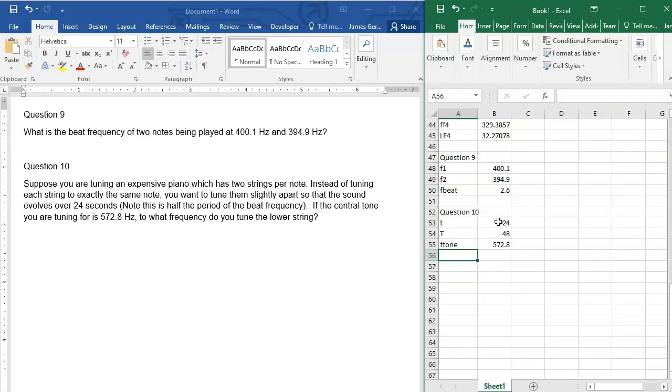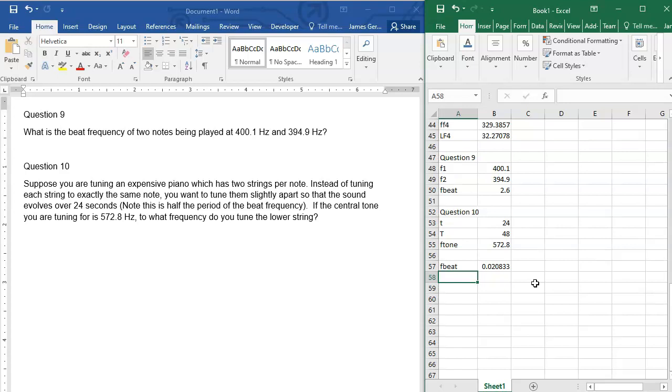Now, if you can figure that out, you'll also know what you tune the upper string to, but let's talk about this for a little bit. First, we need to find the beat frequency. Well, we've got the period, so 1 over the period gives you the beat frequency, right? 0.0208 hertz. That's really low, but that's what it takes to have the sound evolve over 24 seconds, almost half a minute, right? But let's finish this problem first, and then we'll talk about this more.